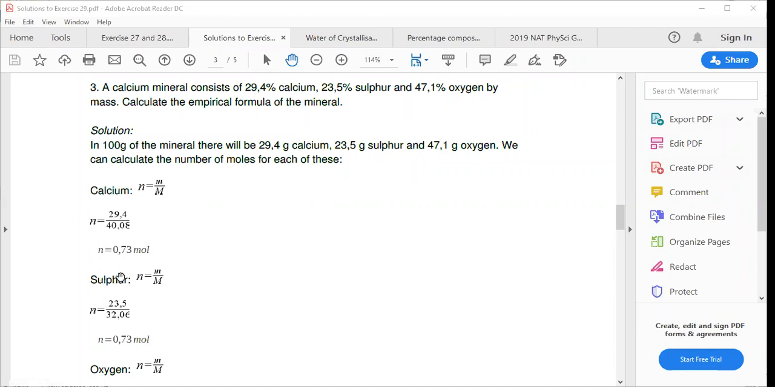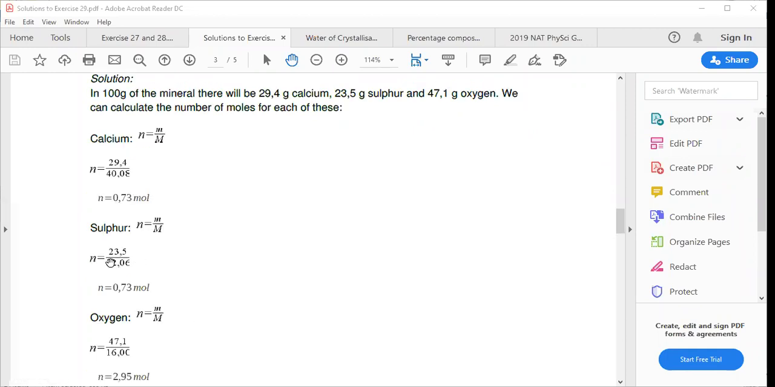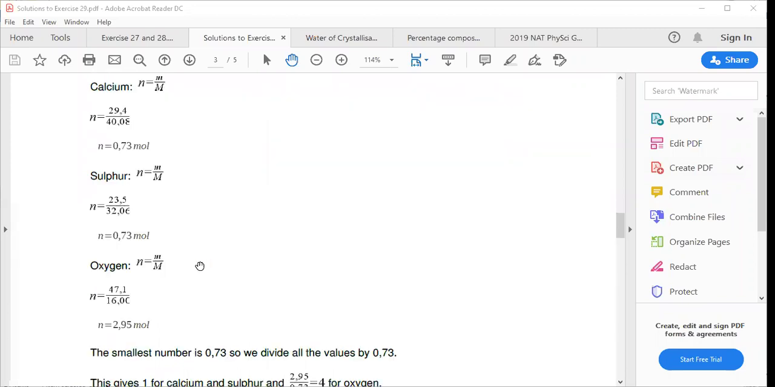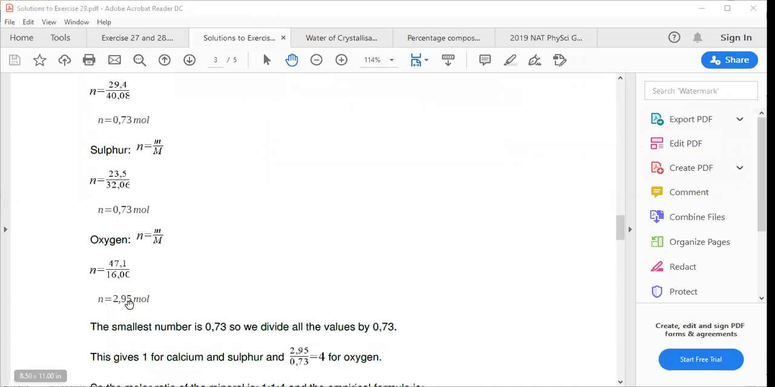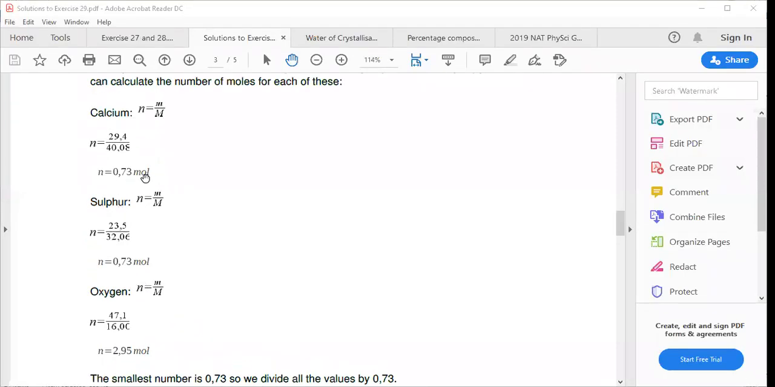Then you get your answers: 0.73 here, here you also get 0.73, and here you get 2.95. Then you look at which one is the smallest. You're going to divide everything by the smallest. What is the smallest here?